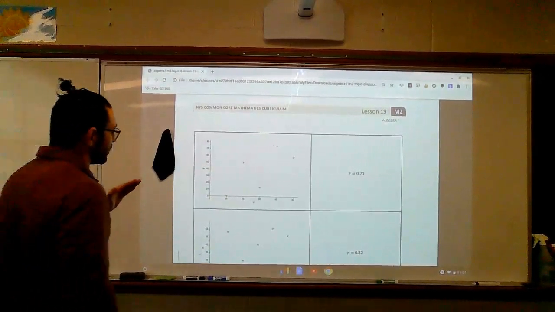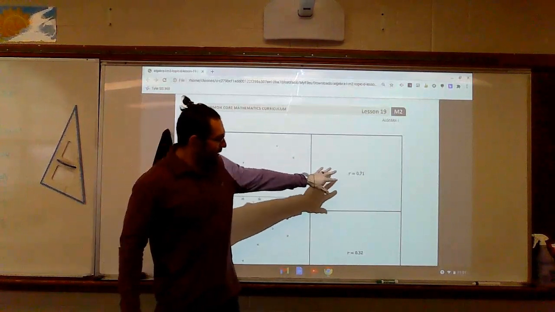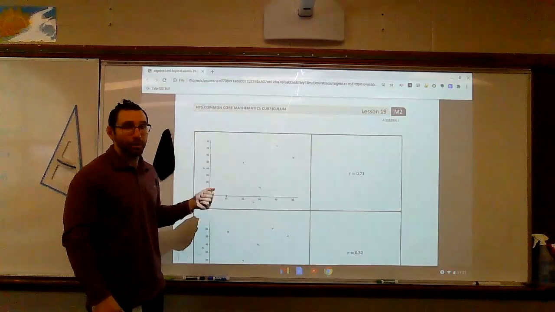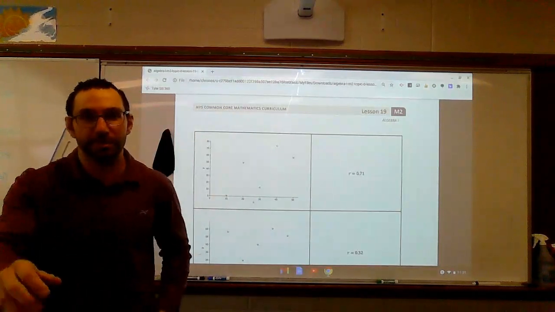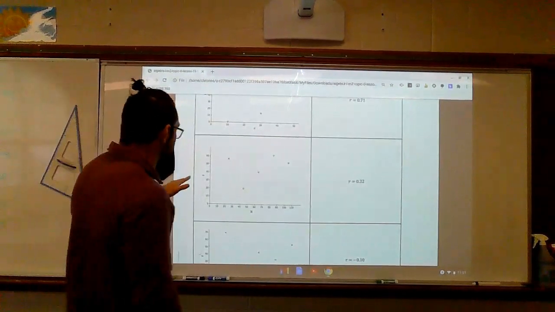Here, it's 70/100ths. I can draw a line. It's saying, okay, it's somewhat close to 1, but not exactly 1. So it's not perfect, but it's still pretty strong. The farther we get away from 1 and -1, the weaker the correlation.